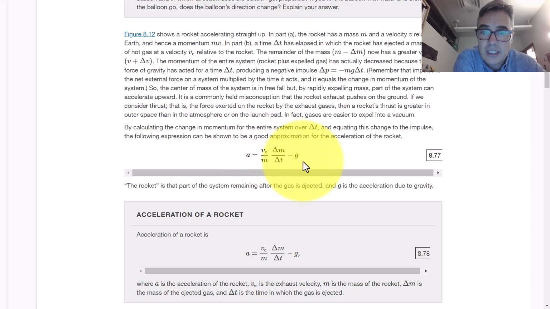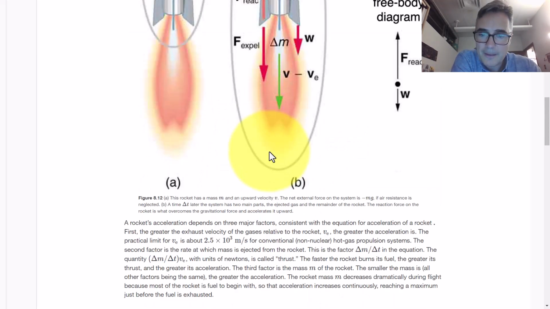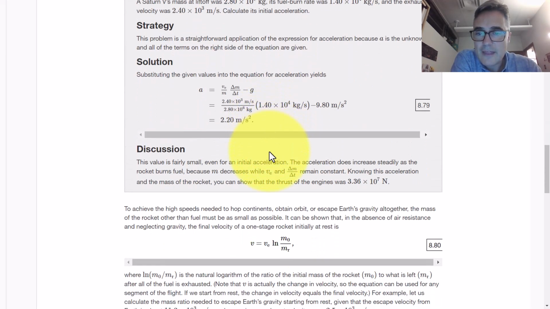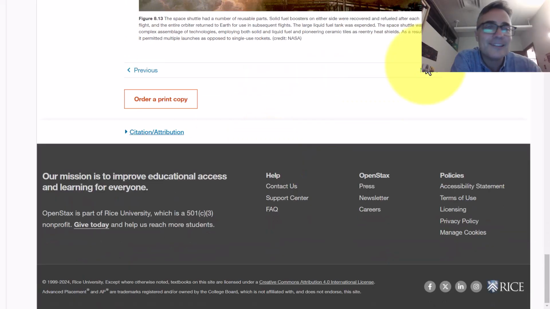And so this gives you an acceleration minus g, because there's also gravity, and then you can go straight up into space. So kind of a useful equation. And that is it for chapter 8.